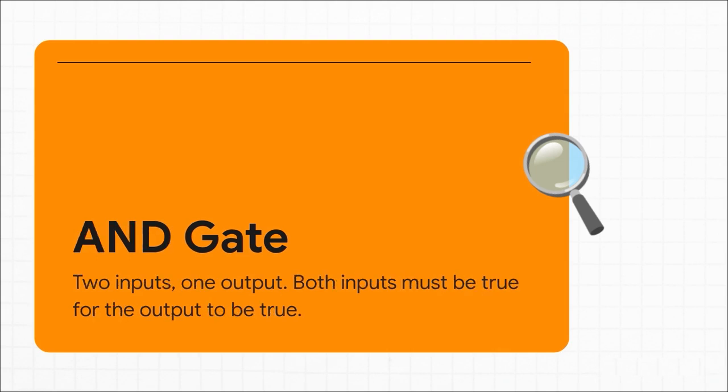And this one, well, it's the strict one. It's the bouncer at the club. It has two inputs, and it will only let a true signal pass through if, and only if, input A and input B are both true. If either one of them is false, or if they're both false, the AND gate says, nope, you're not getting in. The output is false.